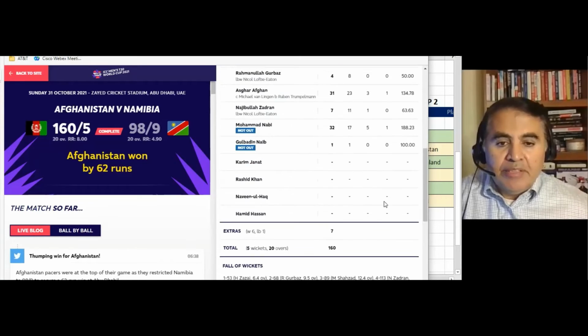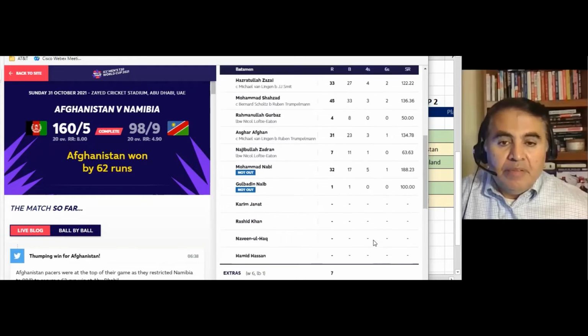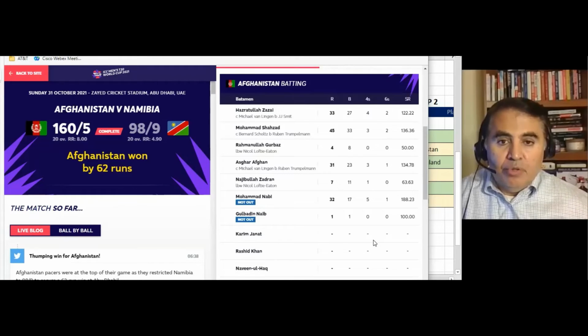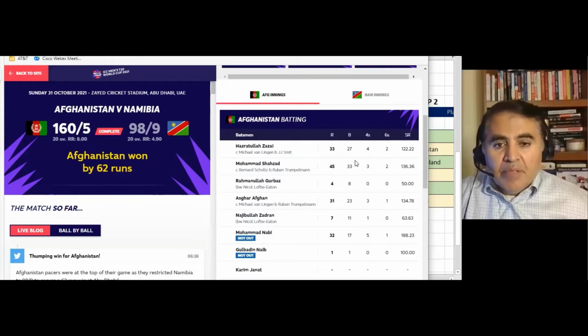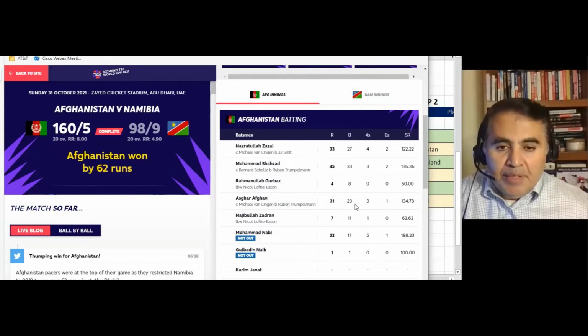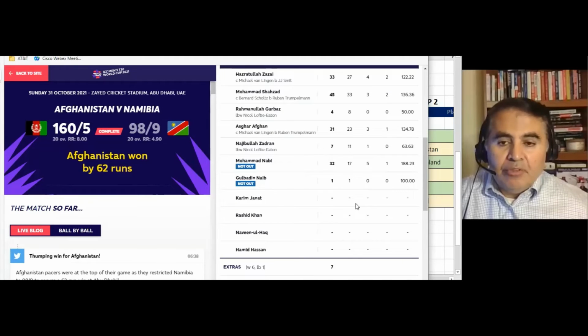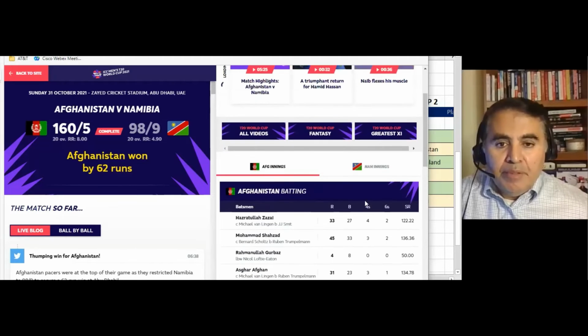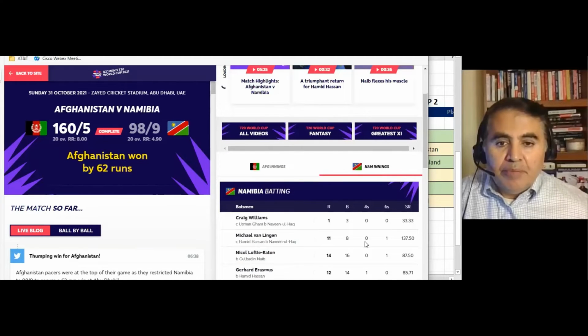Total of 160 in 20 overs, a very formidable total, especially given the fact that they have a very strong bowling lineup as well. Everyone chipped in, of course, and they played to their potential. They played exactly as they were expected. They scored 160 and put the ball now before Namibia to see how they could respond.